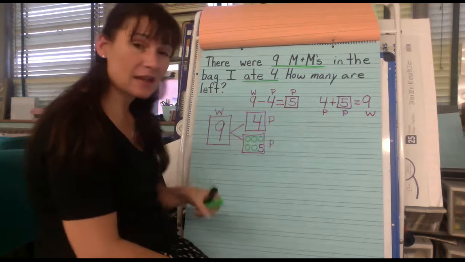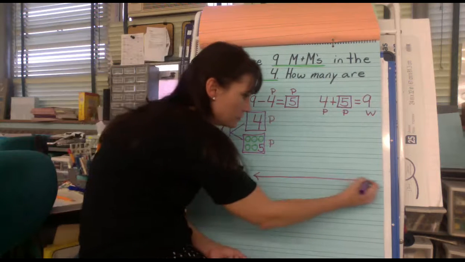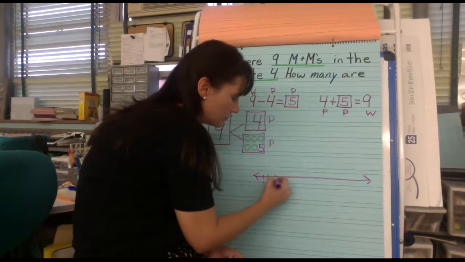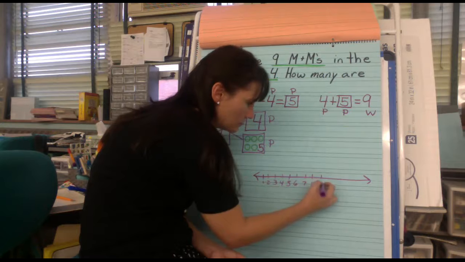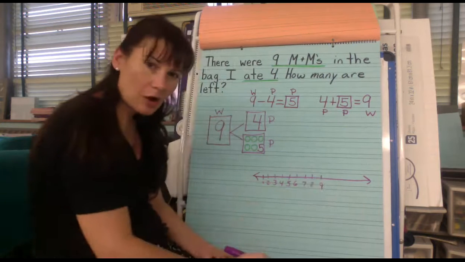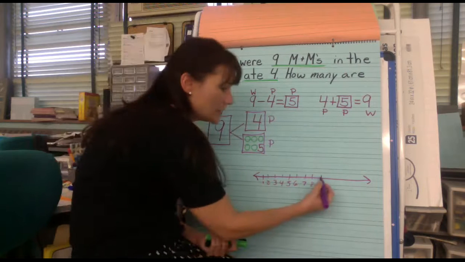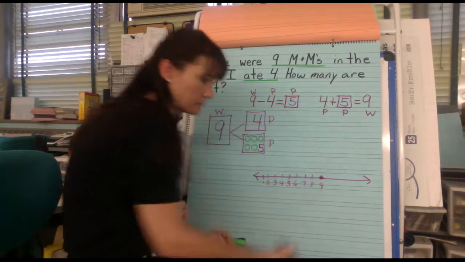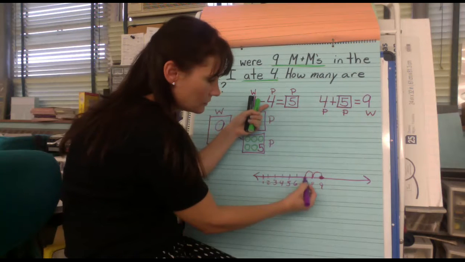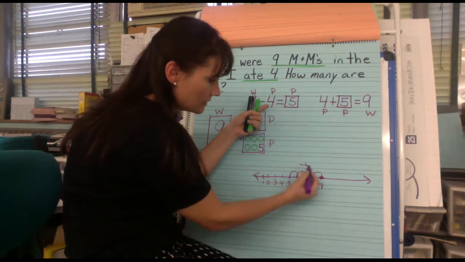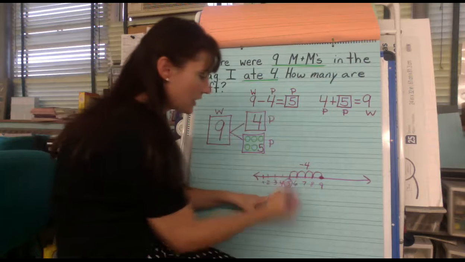I'm going to show you the same thing on a number line. If I have this number line, I don't need to keep counting because I know my whole is 9, so I'm going to stop counting at 9. If I had 9 M&Ms and I ate 4, I'm going to hop back 4 spots. 1, 2, 3, 4. So minus 4. So 9 minus 4 equals 5.